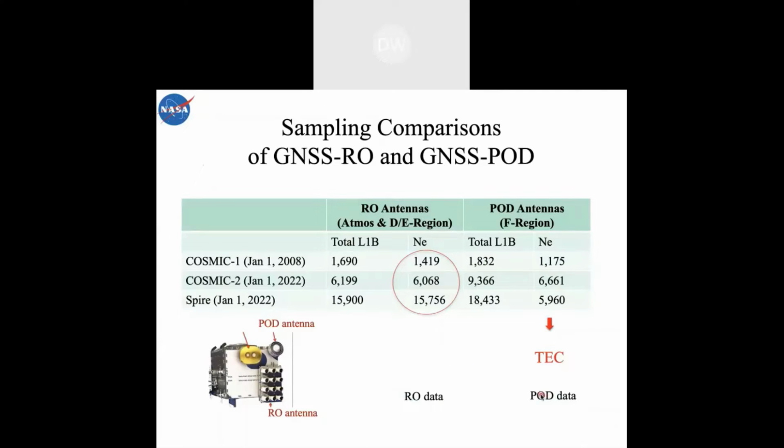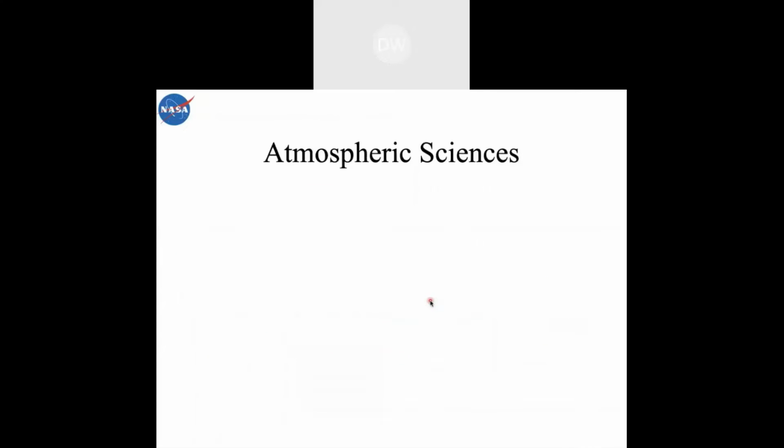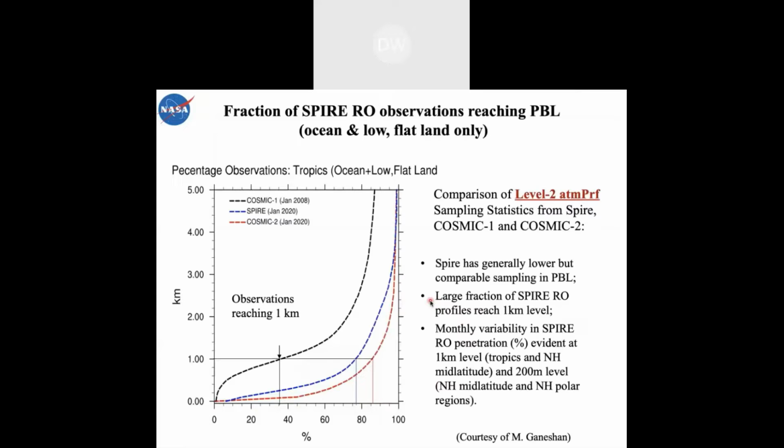So how much, in terms of number? You can see for the RO antenna, Spire gives you about 15,000. This is January 1st, 2022. The POD antenna gives you a lot of regions in the ionosphere, but if you want the whole profile for the ionosphere, there are about 6,000 profiles per day. You can use this data to study the lower ionosphere as well. This is useful to give you the sampling. So quickly, I will show you one example of ionosphere data where we can use that.